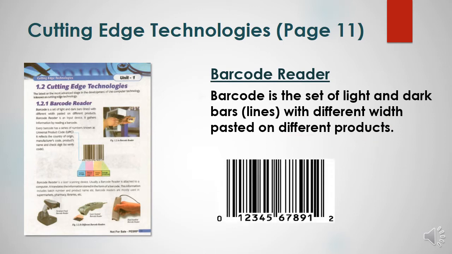This is the image of barcode. In this image, you can see the set of lines or bars. Some lines are light, some are dark, some are thick, and some are thin. This is barcode, and you must have seen this barcode on different products.